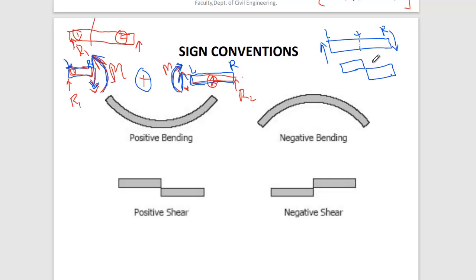So this is your positive shear. Can you get the matching of this? Yes, sir. So what does it mean? For a segment, left side upward is positive shear, right side downward shear is a positive shear. Is it clear now? Yes, sir. Clear, sir. Okay, very good.